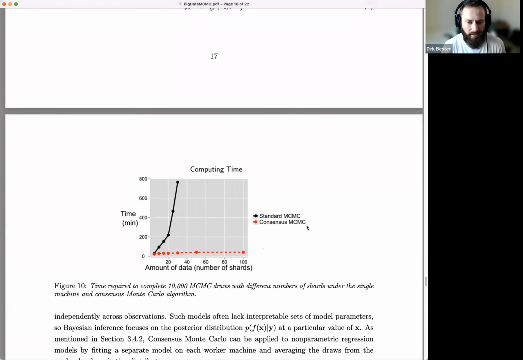The interesting thing here is they show the time required for using standard MCMC versus consensus MCMC, if you split it up into more and more shards, or if you have more and more data. It's possible to do this problem using ordinary standard MCMC methods, which is why people use neural nets for this, right? But this actually works quite well, the number of shards.